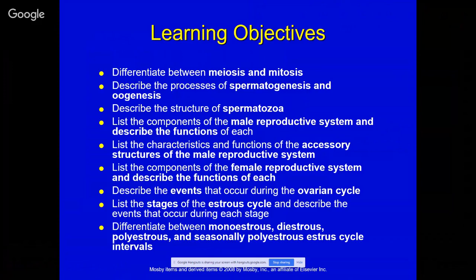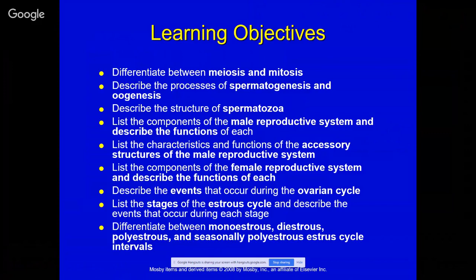We're going to describe the structure of spermatozoa and list the components of the male reproductive system and describe the functions of each. We will talk about the functions of the accessory structures of the male reproductive system and the components of the female reproductive system, and again, describe those functions of each component.